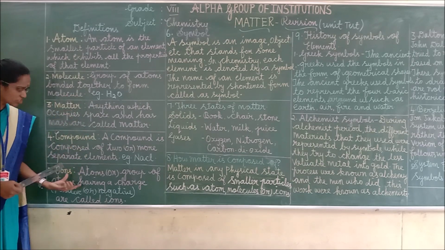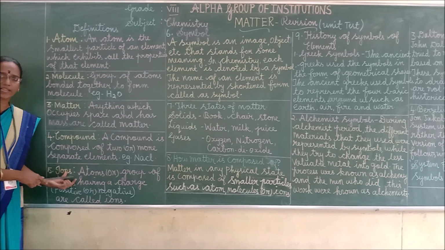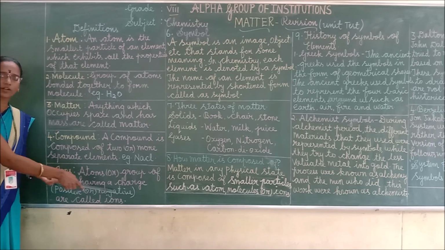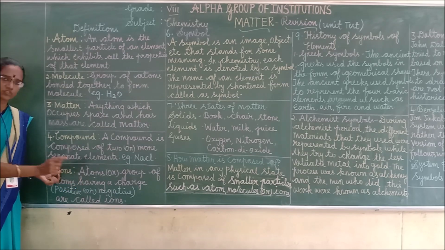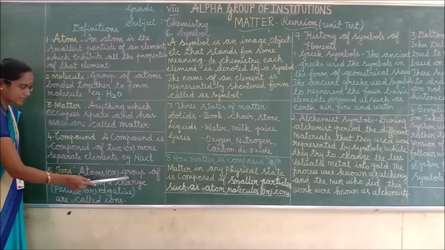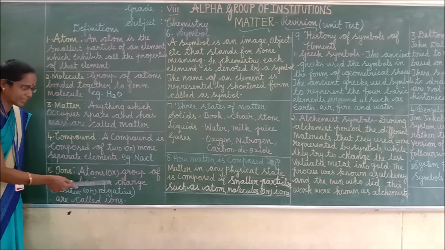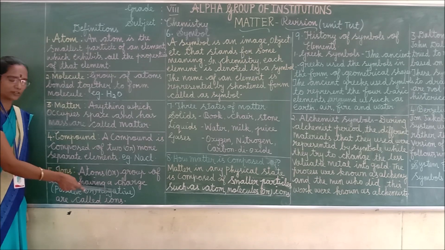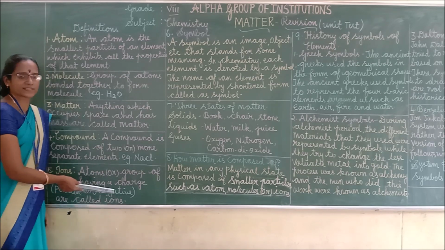But for this question, if they ask for the definition, short answer means no need to explain about the positive cation, anion like that. You should remember that's it. For ions you have to write atoms or group of atoms having a charge. In the bracket you mention positive or negative charge are called ions, right?